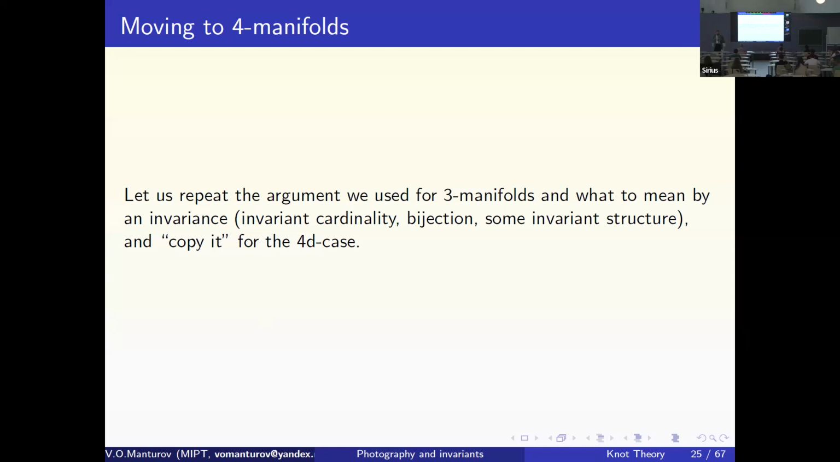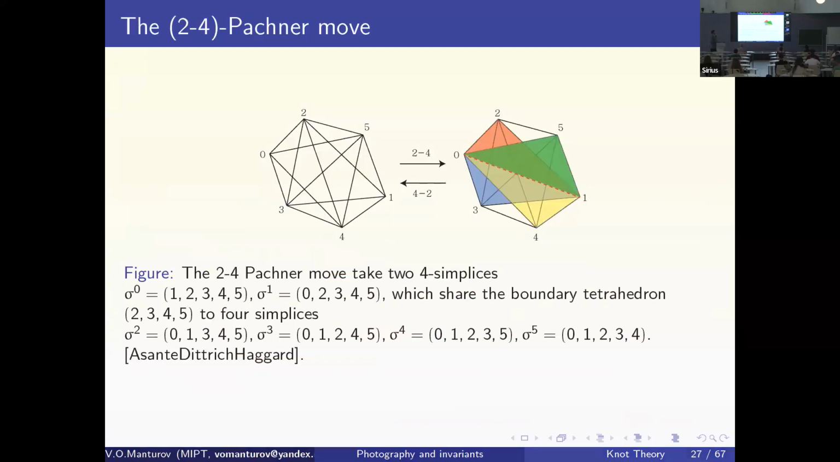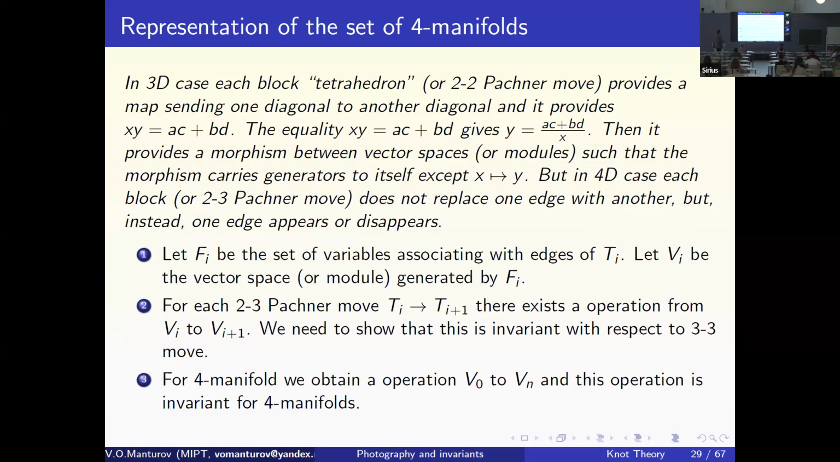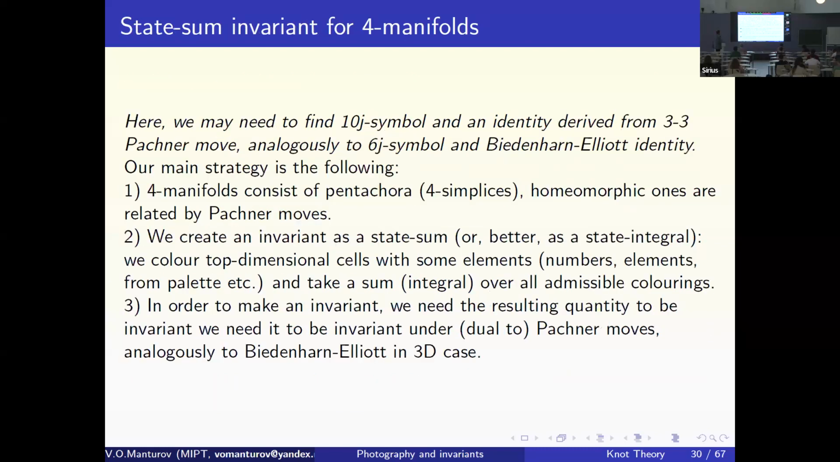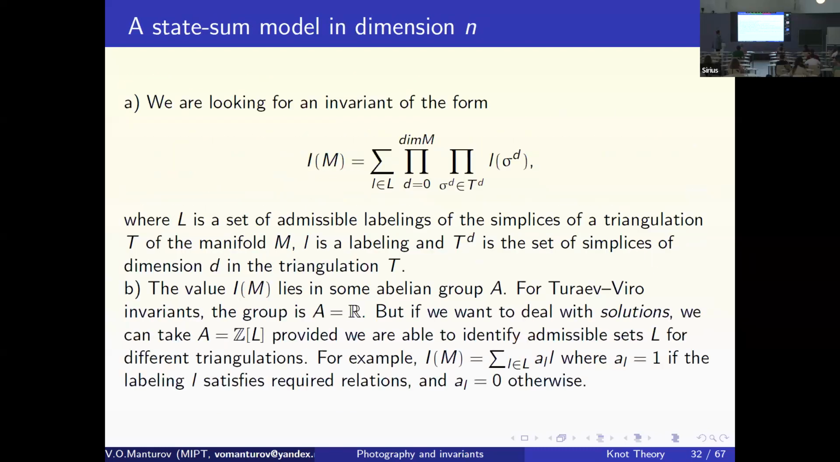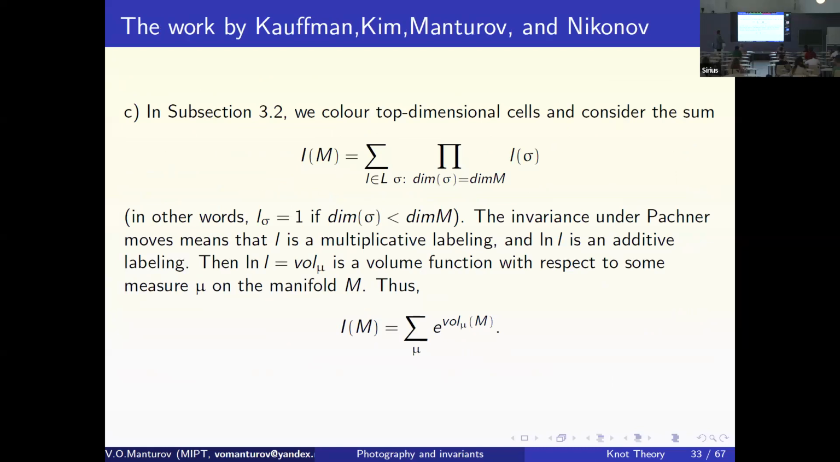So for 4 manifolds, we handled the 1,5 Pachner move. For manifolds of further dimensions, we have handled all moves except the last one. Okay, so this is a general formula of the state summation. So now one can look at the following challenge.